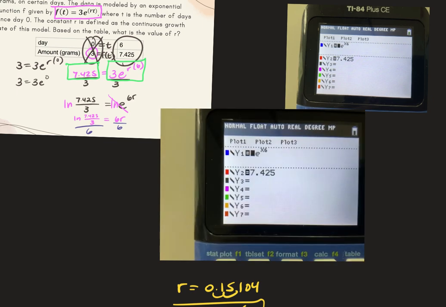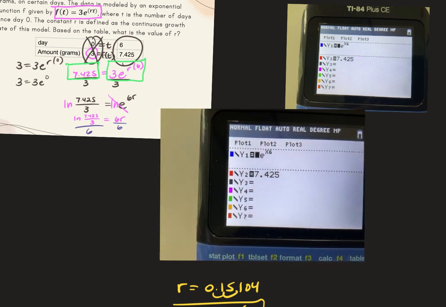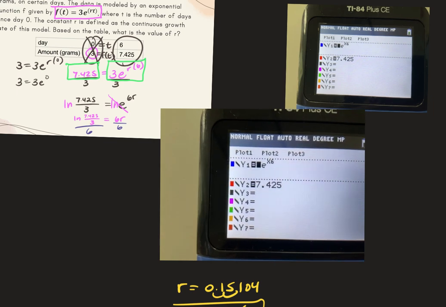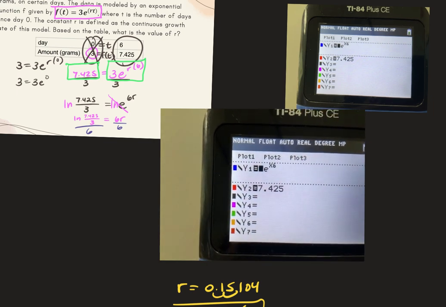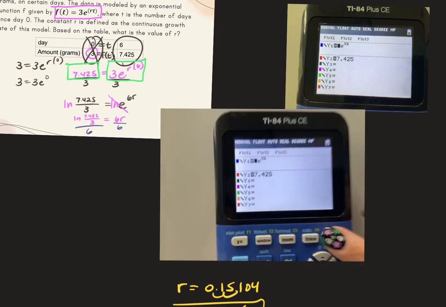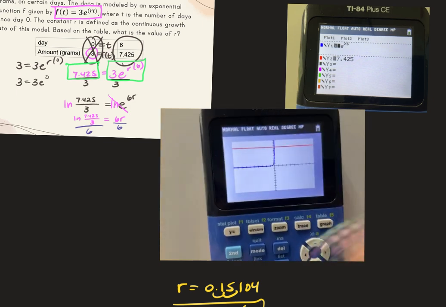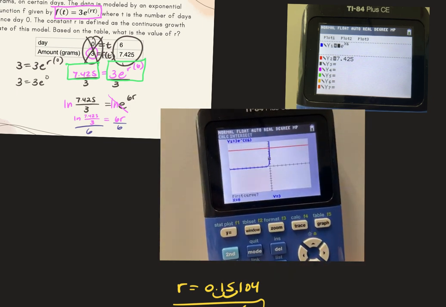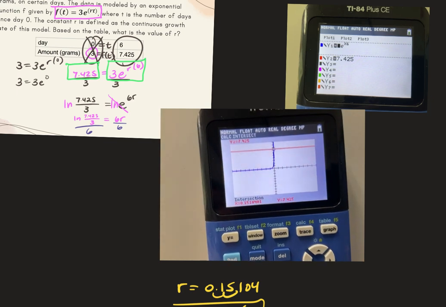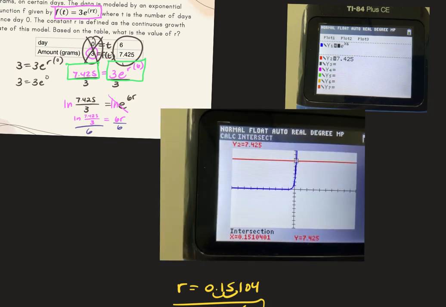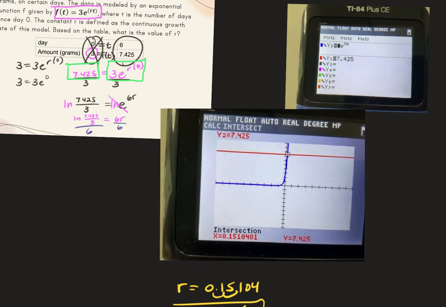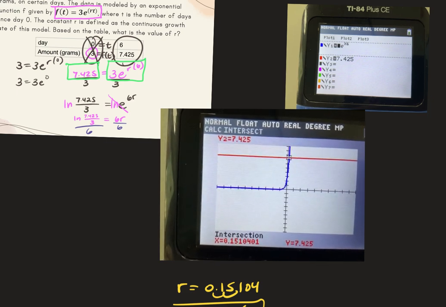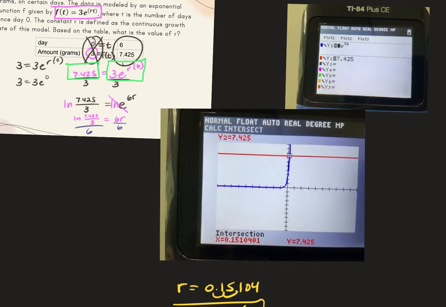All right, so the first one is your 3e to the 6r, right, which would be 6 times x. And the second one was 7.425. And then if I hit graph, and I go to second trace, and I go to intersect, first curve, second curve, third curve, I get my x and my y. My y is the 7.425. And my x is 0.15104.